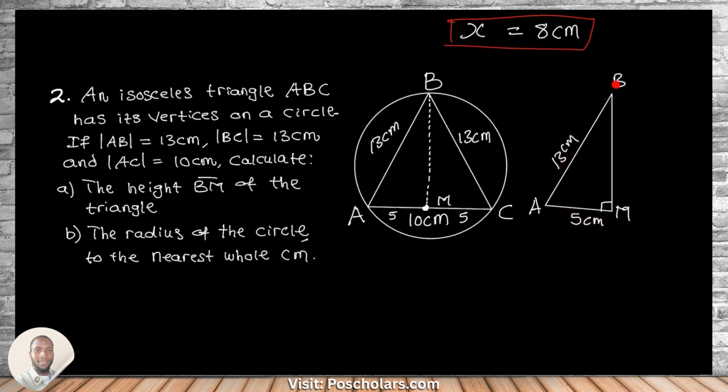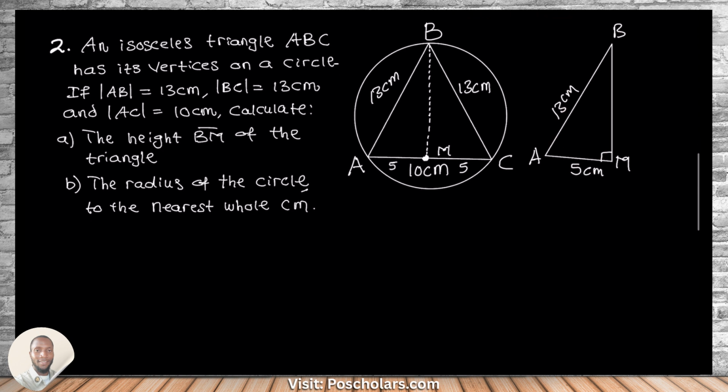So we still need to use the concept of Pythagoras theorem to solve this. And what does Pythagoras theorem say? It says hypotenuse squared is equal to opposite squared plus adjacent squared. Now what's the hypotenuse? The longest side, which is 13 squared.